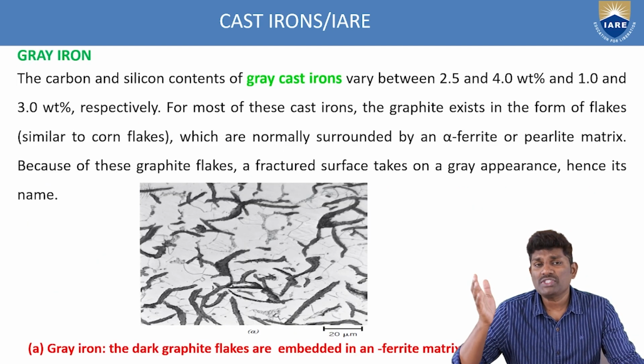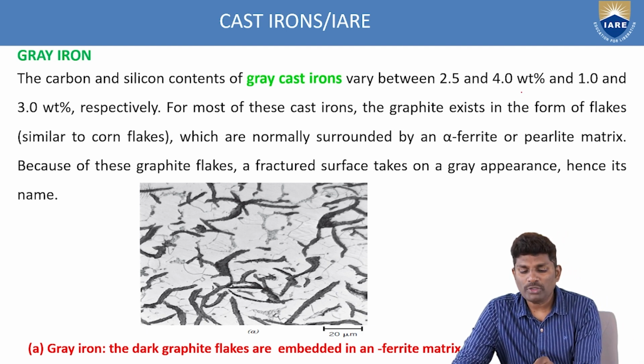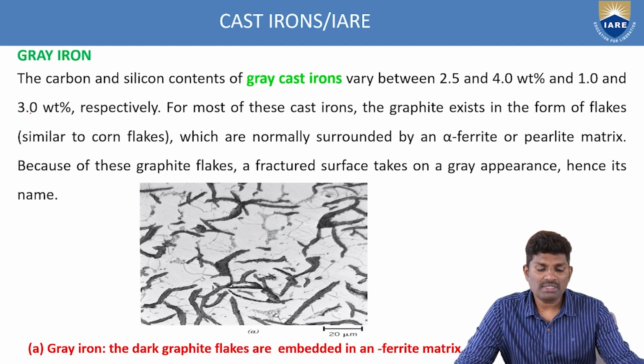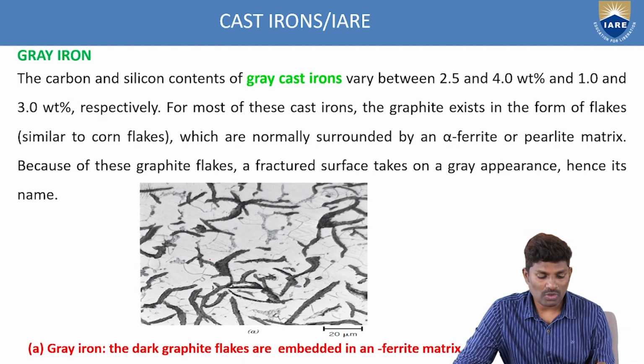Now the classifications of cast irons. In cast iron you have grey cast iron. These grey cast irons vary between 2.5 to 4% of carbon and 1 to 3% of silicon content which exists in the system. So what are the black things you are seeing? The graphite flakes.